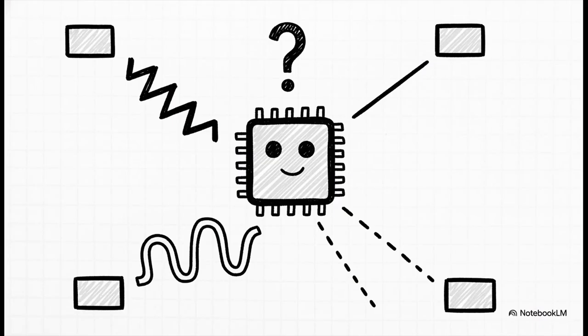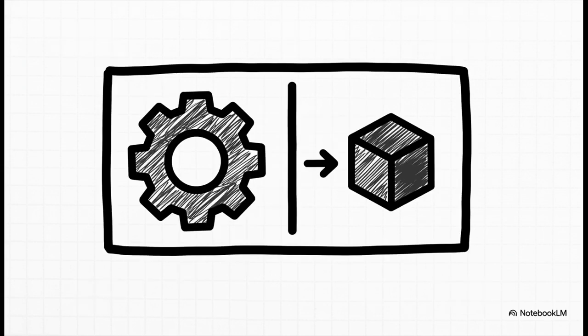And this is where something called addressing modes comes into the picture. You can honestly just think of them as different ways of giving directions to the CPU. They're the specific methods we use to tell an instruction exactly where to find the data it needs to do its job.